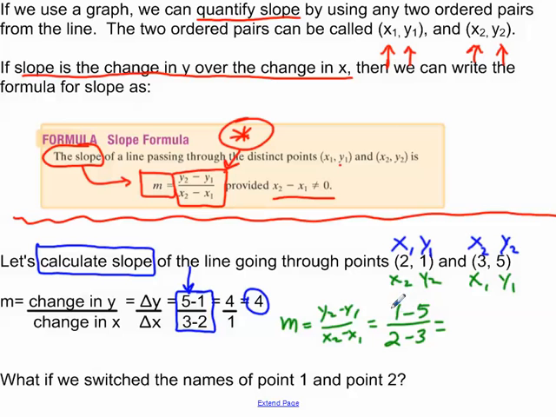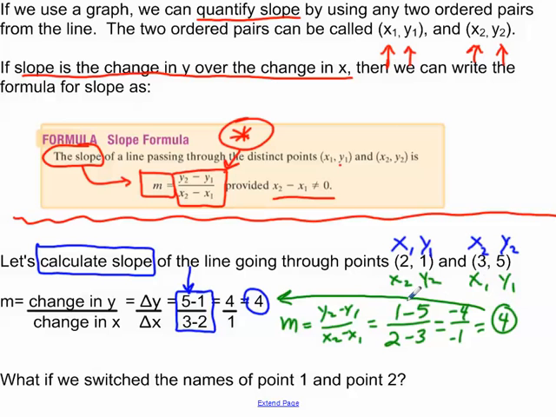Let's see what happens. 1 minus 5 is negative 4. 2 minus 3 is negative 1. Oh, look at that. Negative 4 divided by negative 1: a negative divided by a negative is positive, and 4 divided by 1 is 4. Sure enough, that slope is the same as that slope.